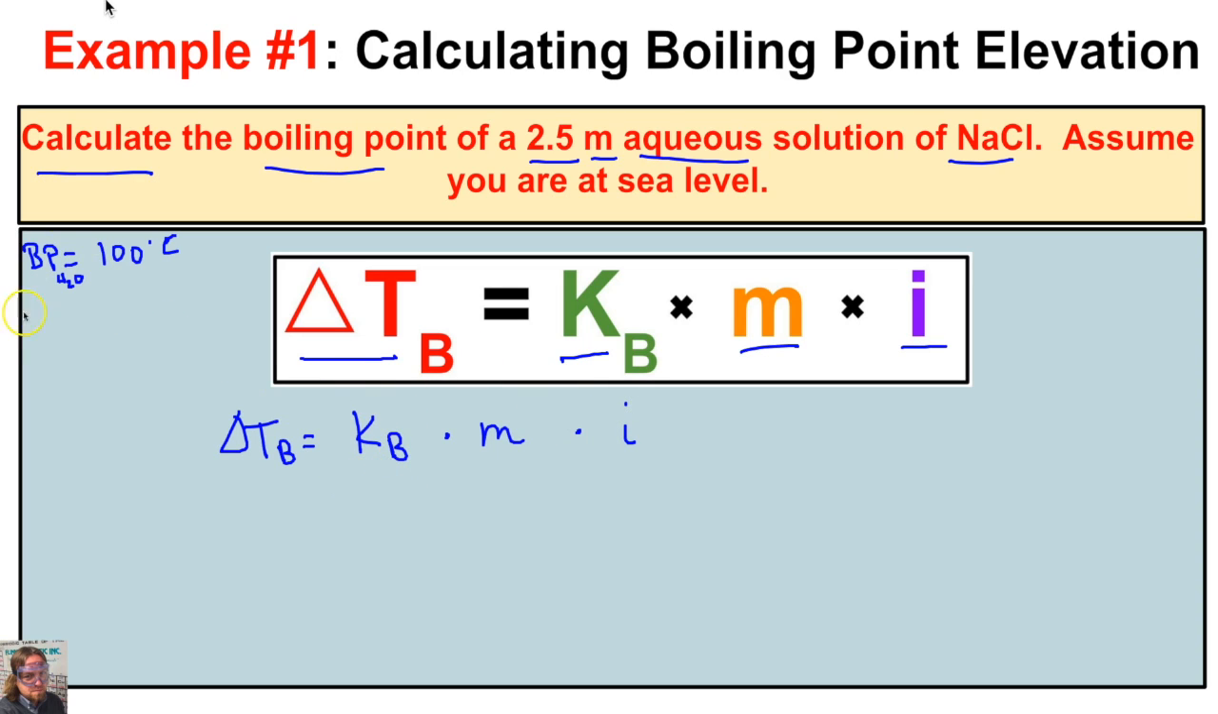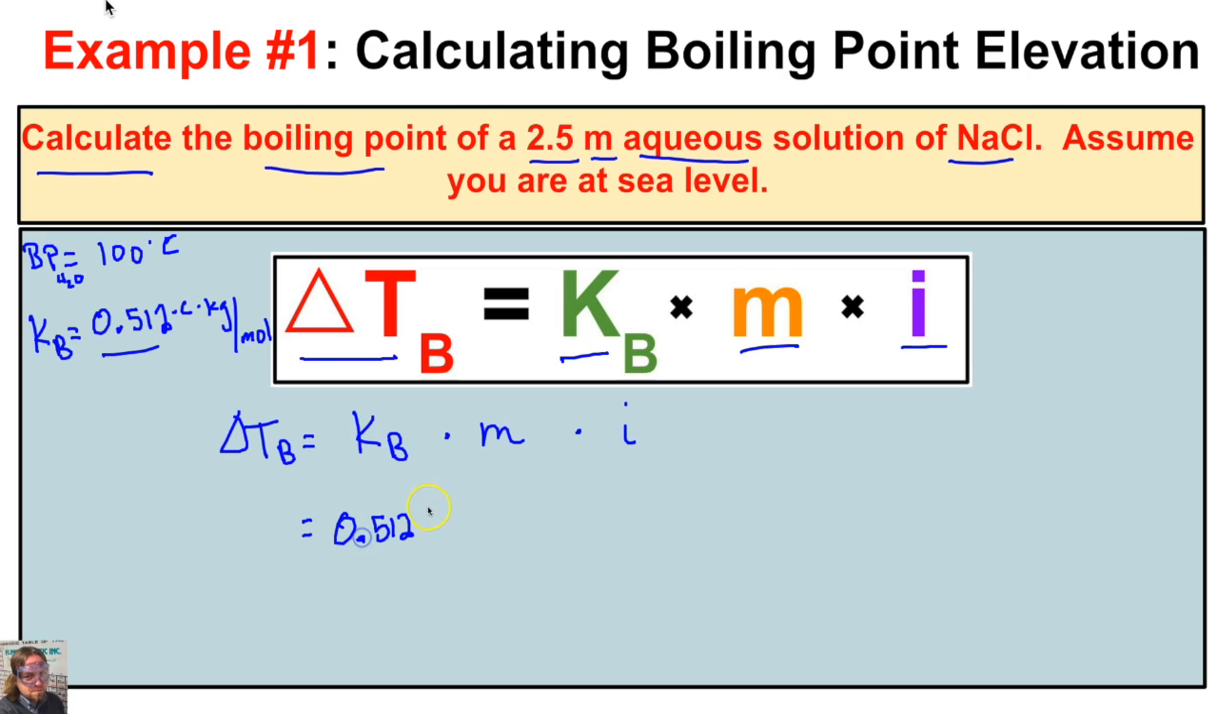And so right here, Kb, that is the boiling point constant of water. And this is different for every substance or every solvent. And if we take a look, the boiling point constant of water is going to be 0.512 degrees Celsius kilograms per mole. And we just talked about this when we talked about the boiling point elevation formula a couple of minutes ago. So this is a constant. This is always the same for water. So we'll go ahead and plug that in here.